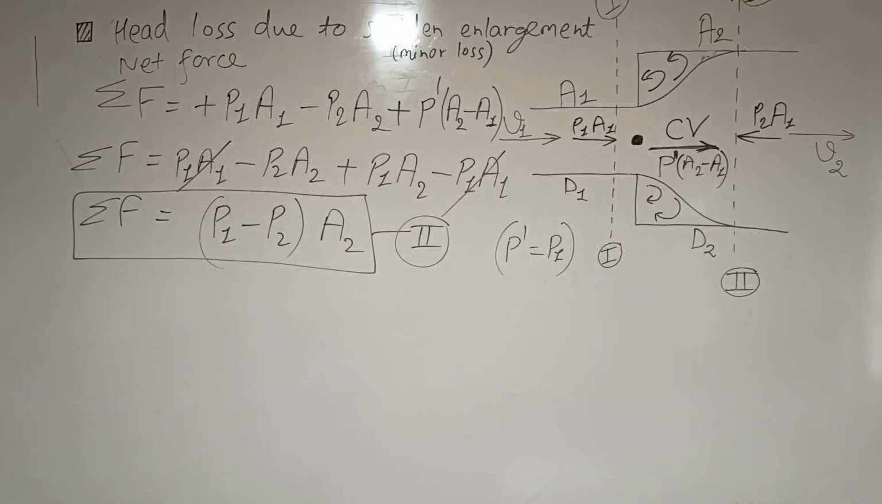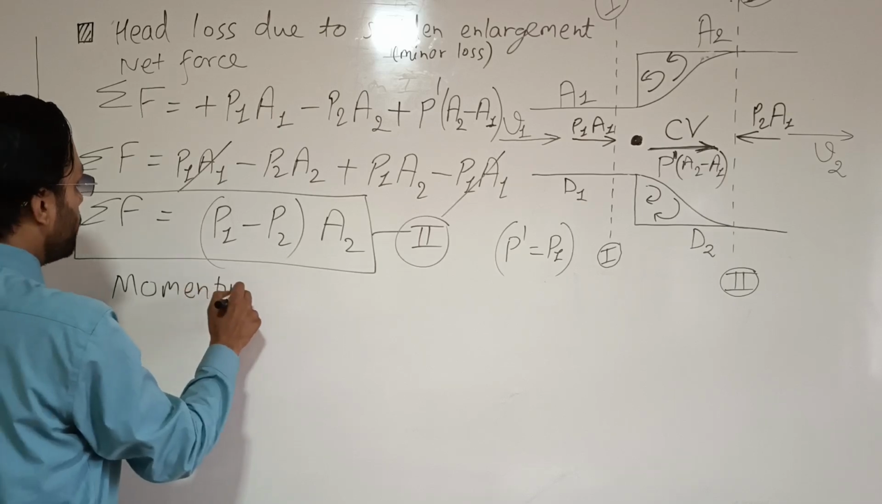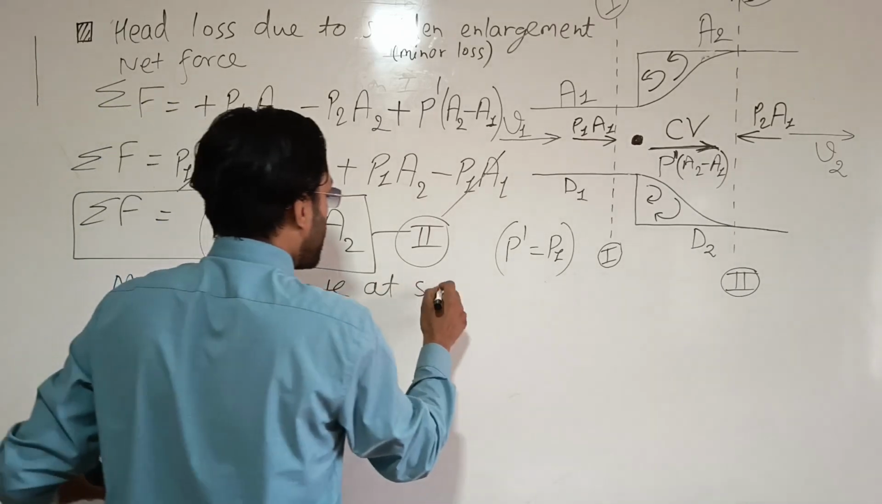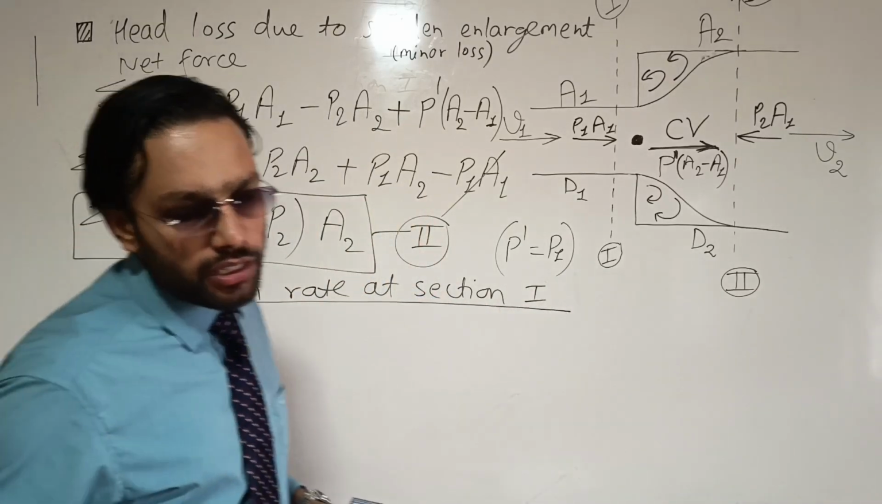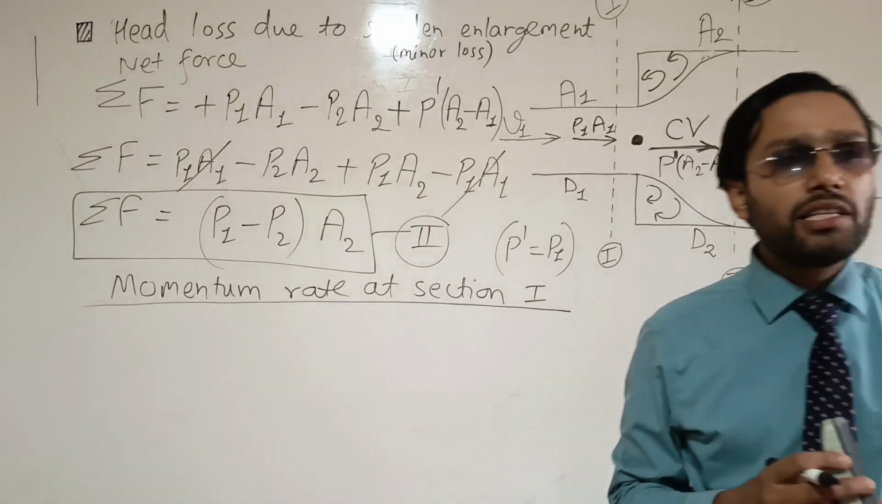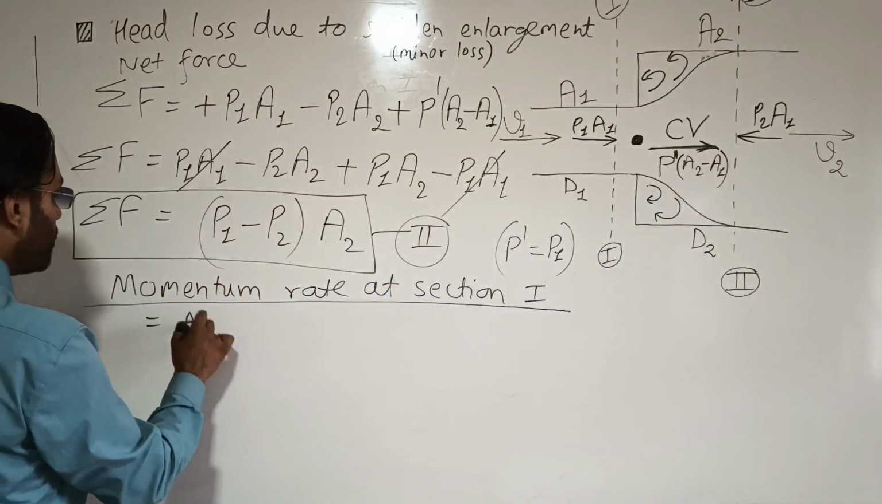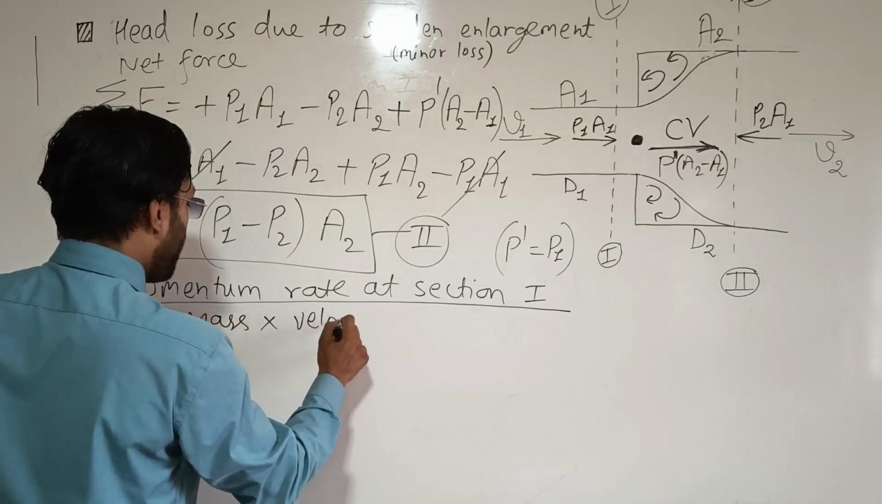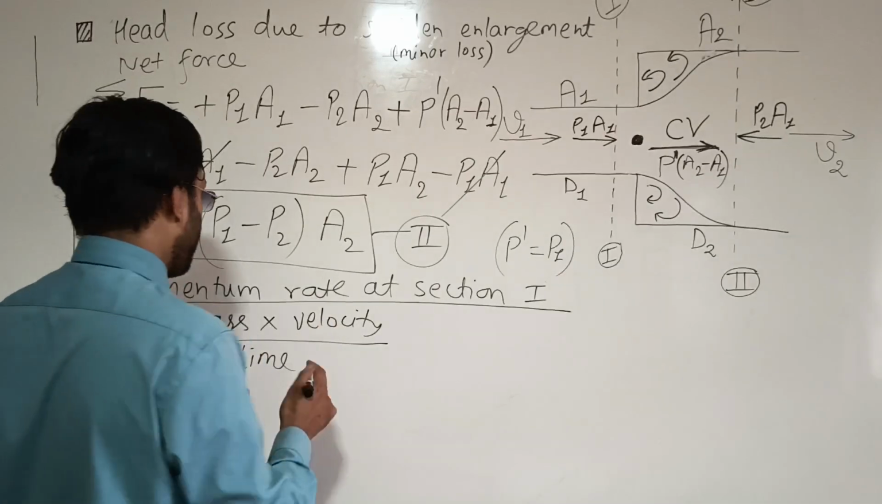For that, we are going to find the individual momentum rate at different sections. So let's find the momentum rate at section 1. What does momentum rate mean? Momentum rate means mass into velocity by time. At section 1, mass into velocity by time.